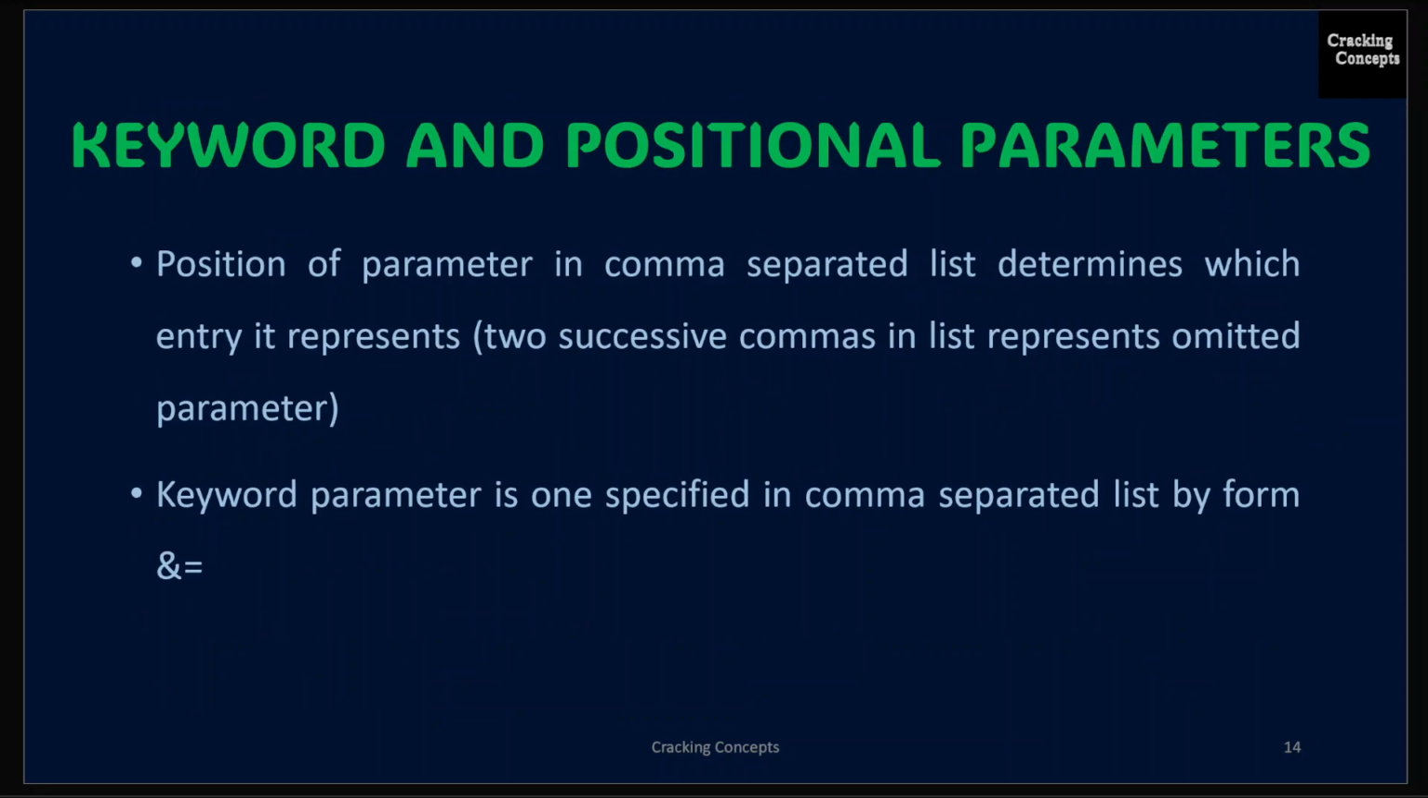Now we look into keyword and positional parameters. The prototype statement's parameter list as given to this point uses what is known as positional parameters. The position of a parameter in the comma separated list determines which entry it represents. Note that two successive commas in the list represent an omitted parameter. A keyword parameter is one specified in the comma separated list by the form ampersand, name, equal to.